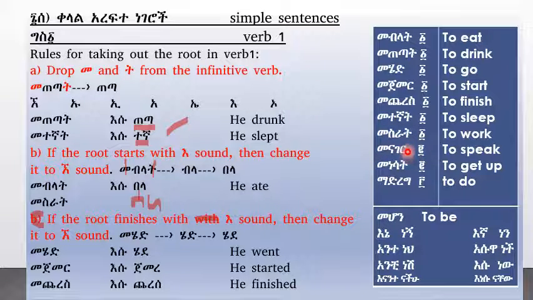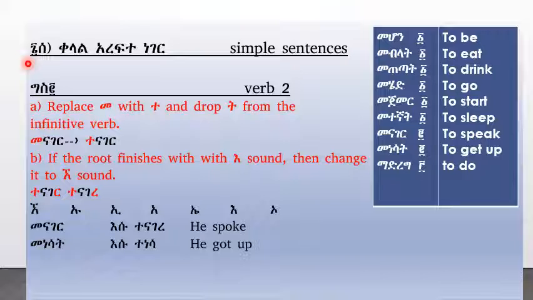But now we come to group 2. We continue group 2 on the next whiteboard. ስድስት ሰ ቀላል አረፍተ ነገር, simple sentence. It is a continuation. Now ግስ 2, verb 2. Here we have 2 examples: መናገር, to speak, and መነሳት, to get up.